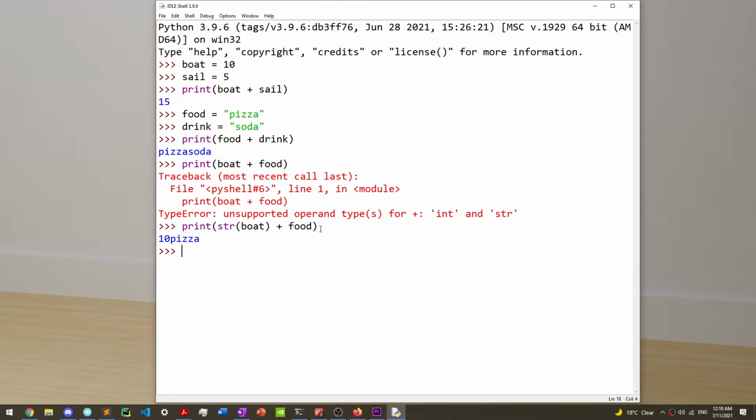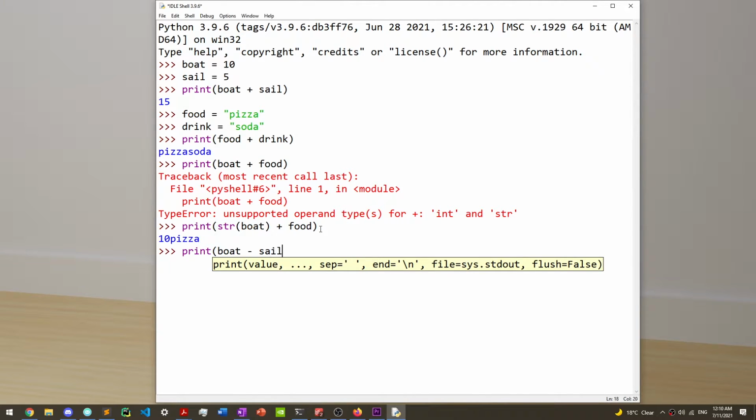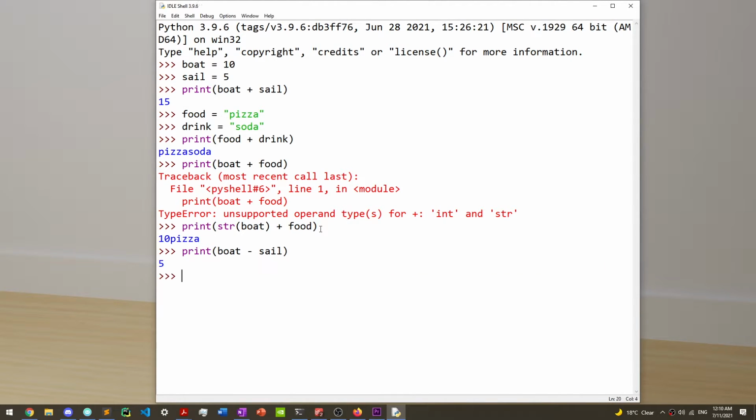All right. So the next thing we have is the minus sign, or subtraction. And subtraction also makes intuitive sense because we have addition, right? So if I wanted to print boat minus sail this time, I can do that and I'll get a result of 5, right? That's 10 minus 5.